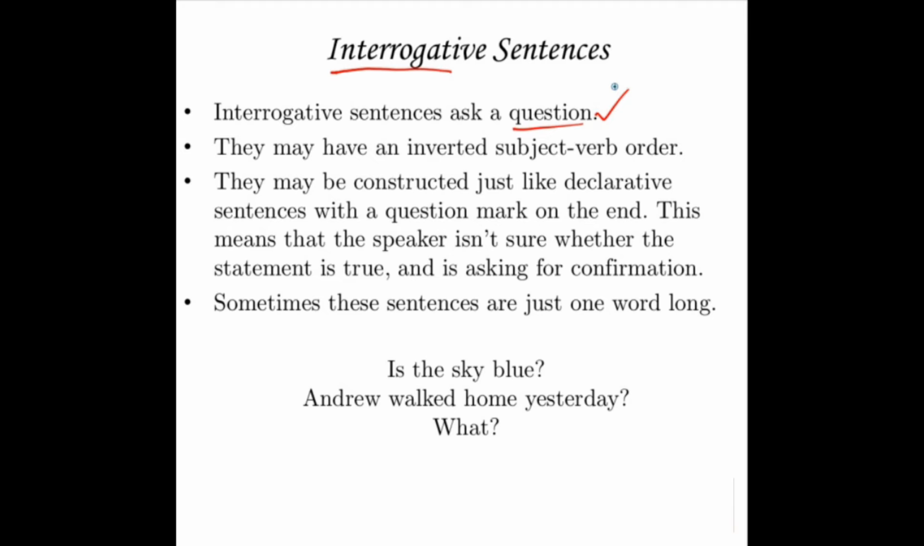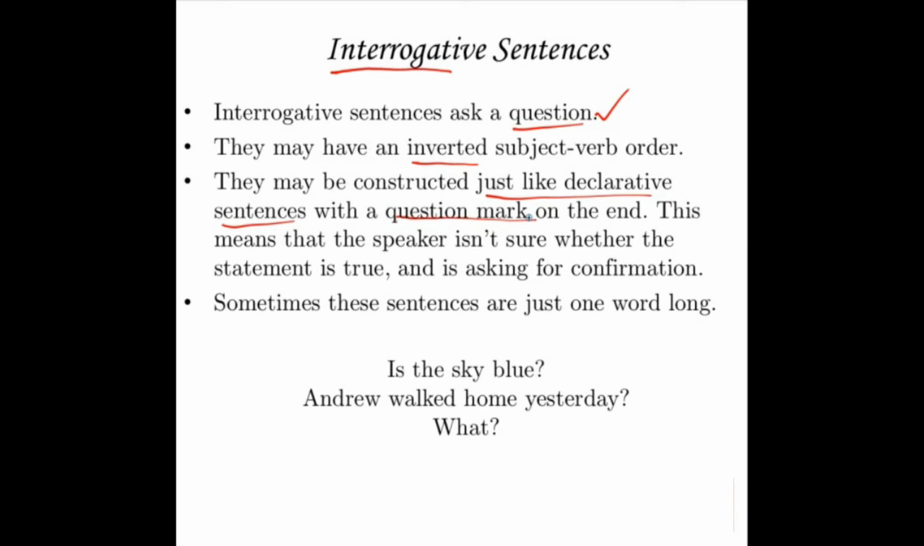That's what they're for. They may have an inverted subject-verb order, so they may put the verb before the subject, unlike a normal declarative sentence in English. They may also be constructed just like declarative sentences with a question mark on the end. This means that the speaker isn't sure whether the statement is true and is asking for confirmation. Either they just can't believe what you just said, or they want to make sure they've got it right.